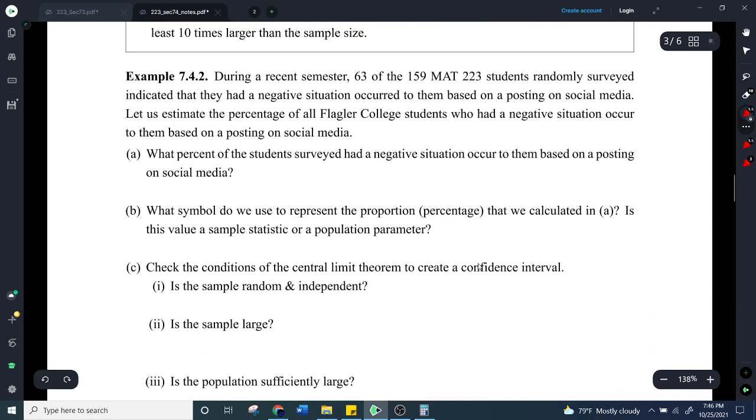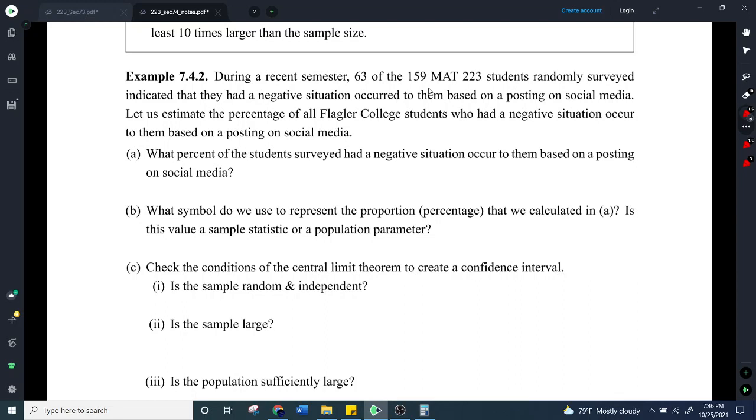Let's do an example here. During a recent semester, 63 of 159 students in MAT223 that were randomly surveyed indicated that a negative situation had occurred to them based on a social media posting. Let us estimate the percentage of all Flagler College students who had a negative situation occur based on a social media posting. So we know from our sample, 63 out of 159 had this experience. We want to make an inference on how many of all Flagler College students might have had a negative situation occur. This is similar to what you'd be doing in your project.